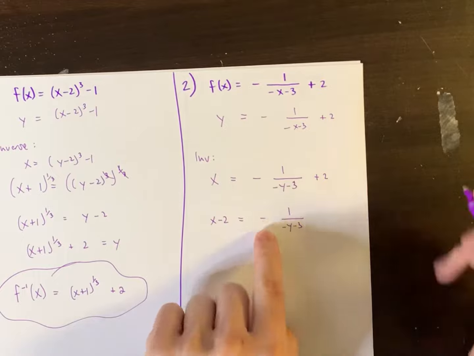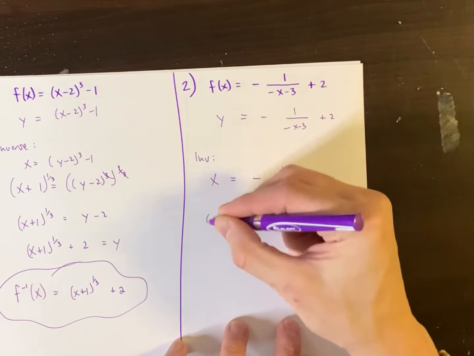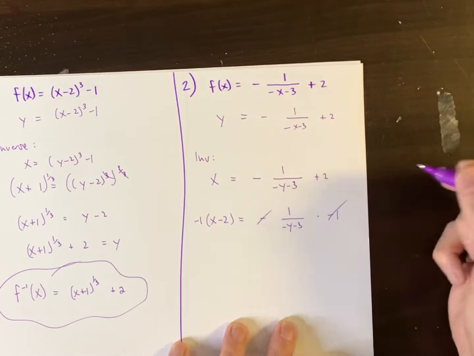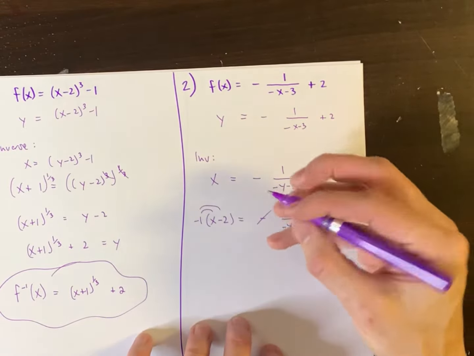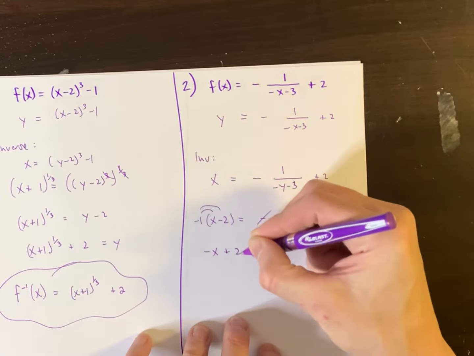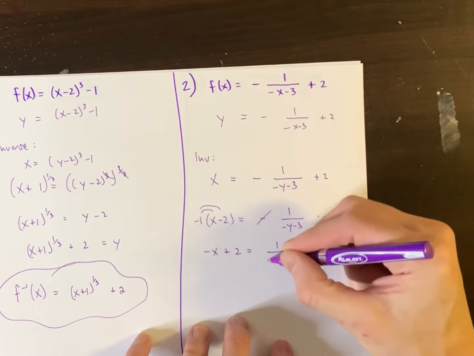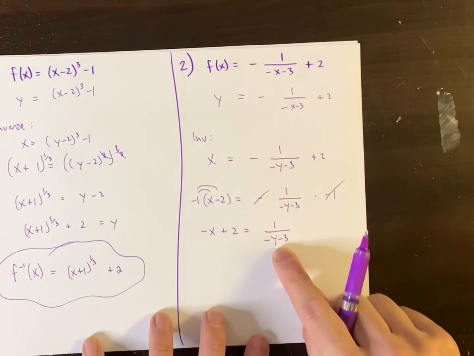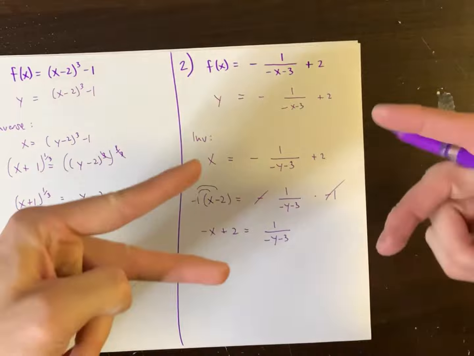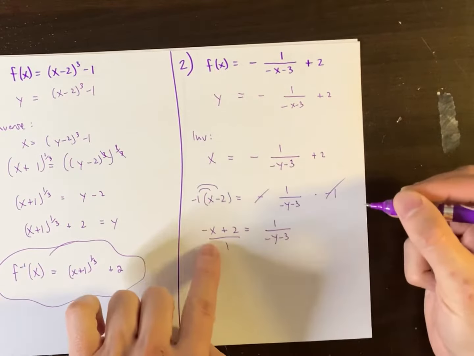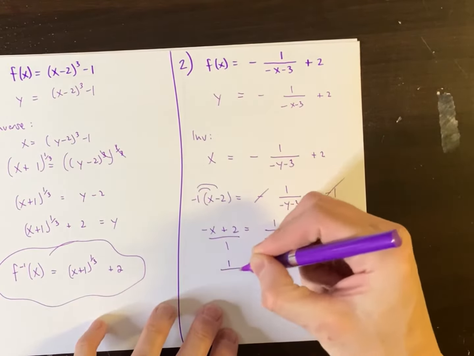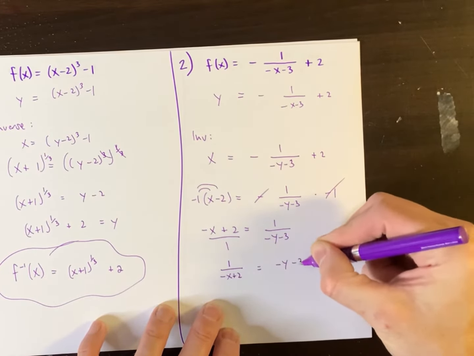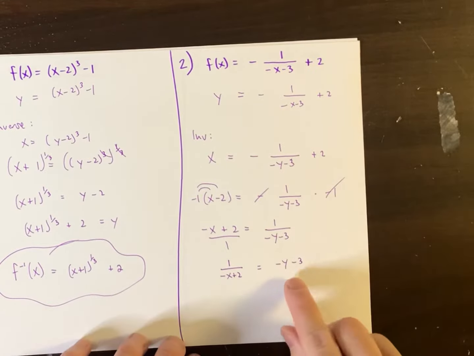I don't like that negative, so let me multiply both sides by -1, because that negative could knock out this negative, because negative times negative is positive. And if I distribute that, it's negative x plus 2 equals 1 over, like that. Now look, I'm trying to solve for y. I don't like how it's a denominator, so I'm going to reciprocate both sides. I'll turn this upside down and I'll turn that upside down. The reason for that is because now I have the y in the numerator, which is good because I want to get y alone.